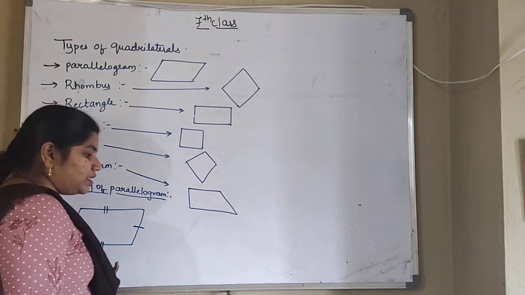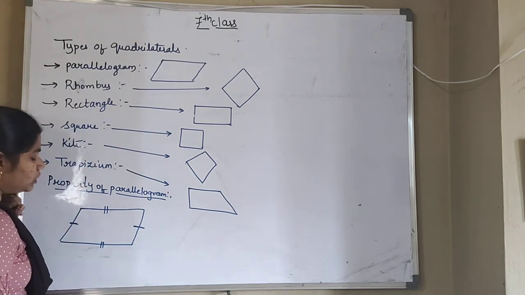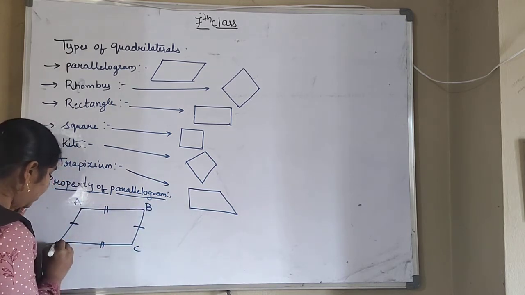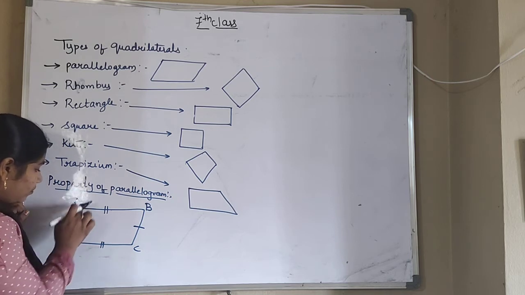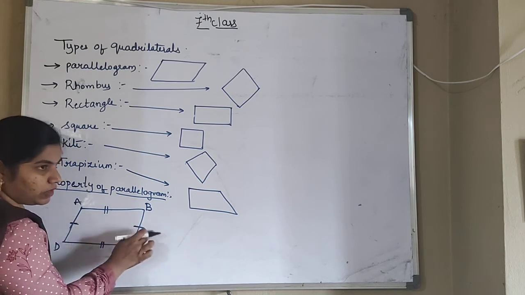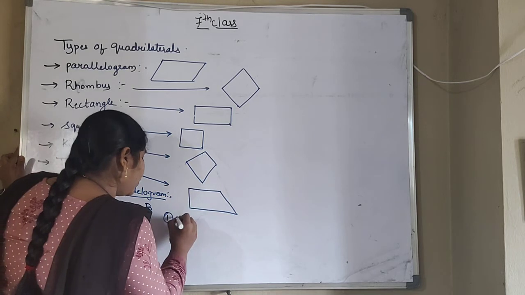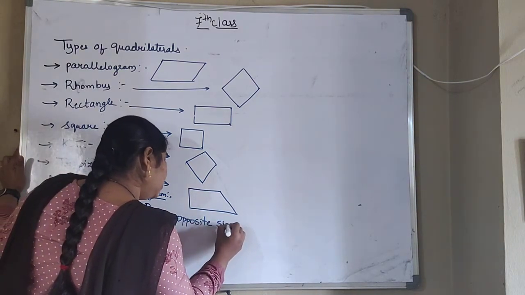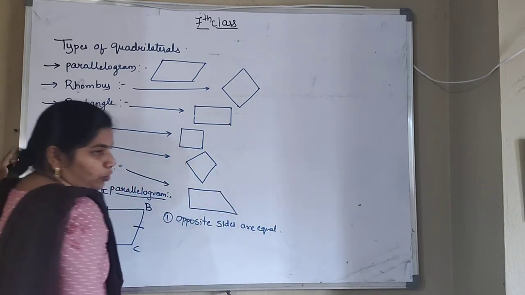So what are the properties here? In this, opposite sides will be equal. So what are the opposite sides? If I take A, B, C, D, AD is opposite to BC. So these two sides will be equal and these two sides will be equal. So what is the first property? Opposite sides are equal.